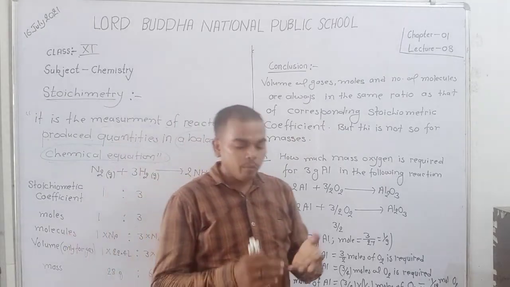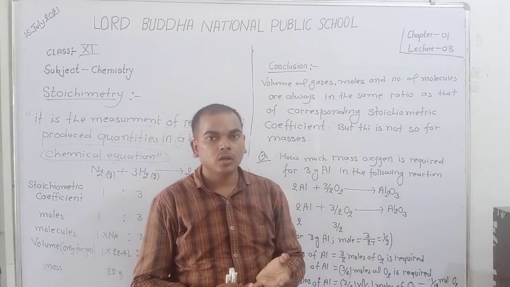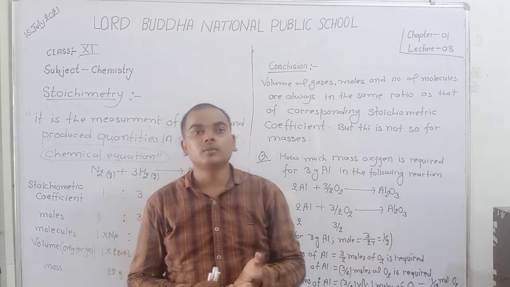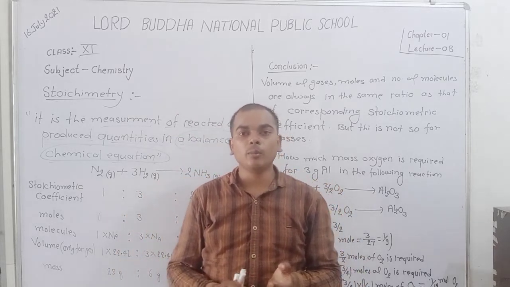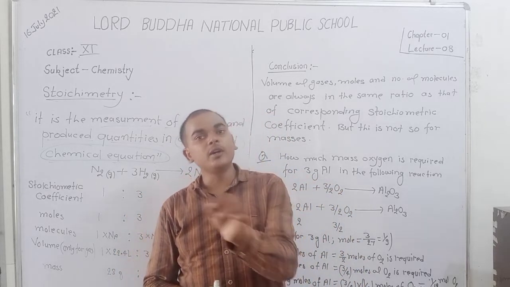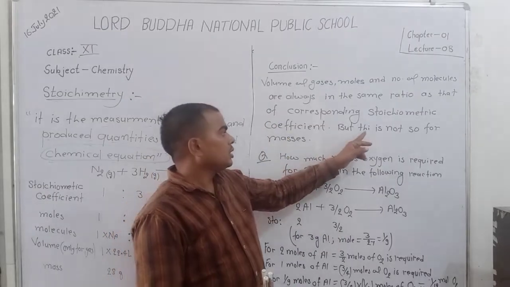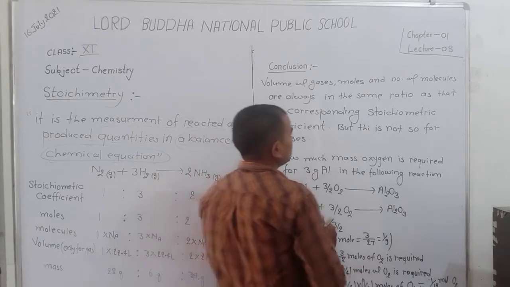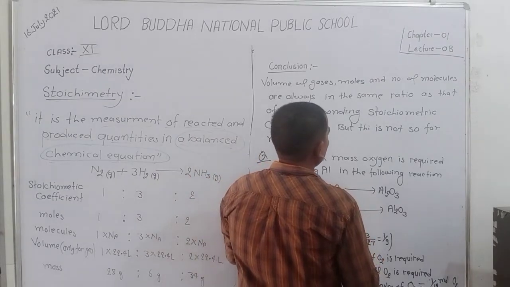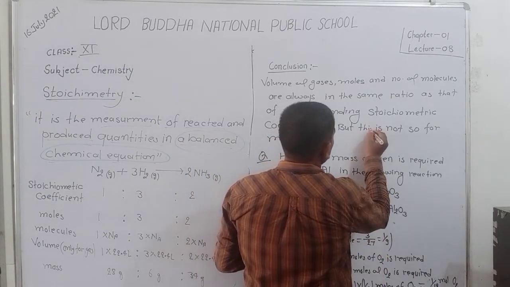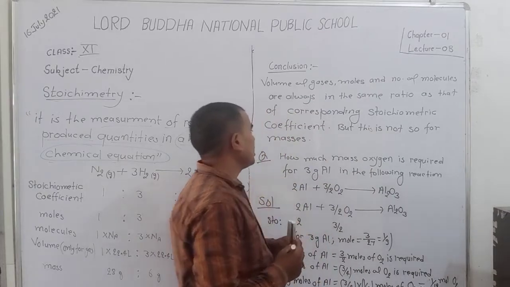Dear student, moles, volume and number of molecules are similar to the stoichiometric coefficient, but this is not so for masses.